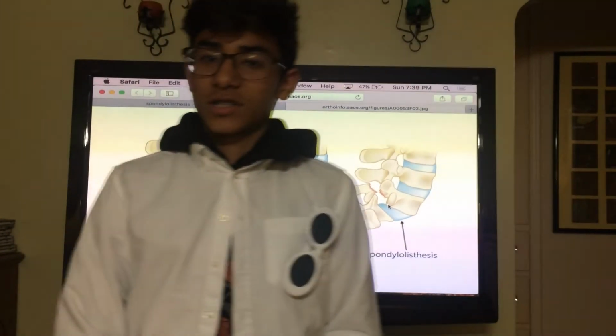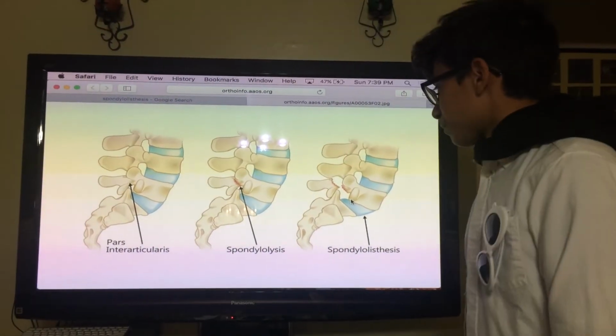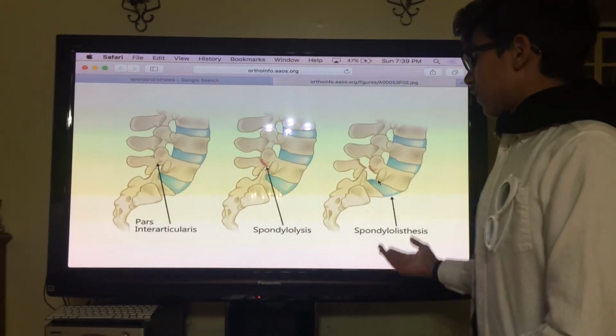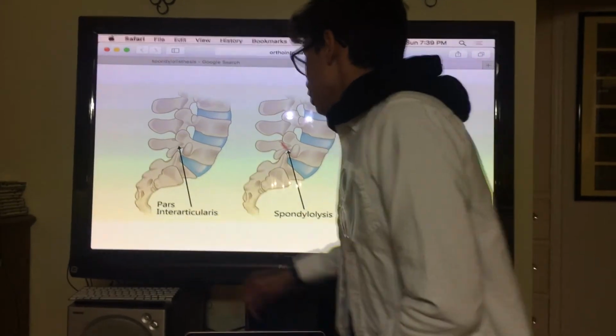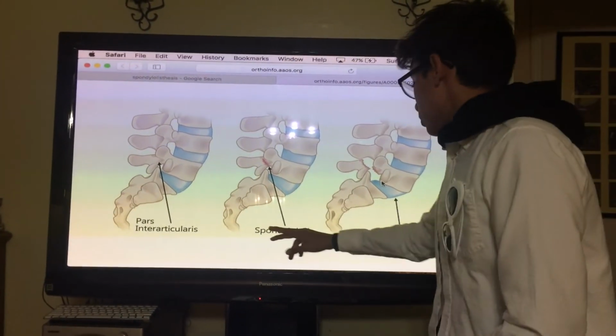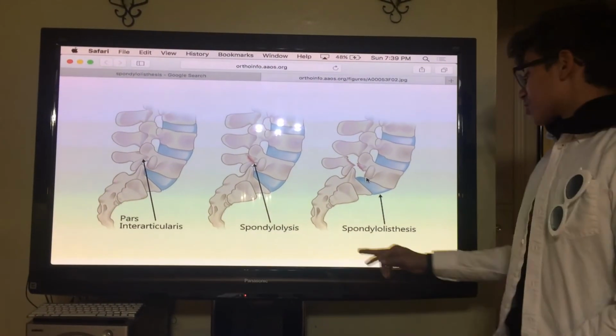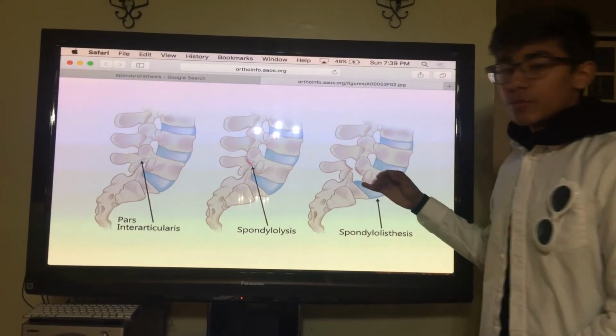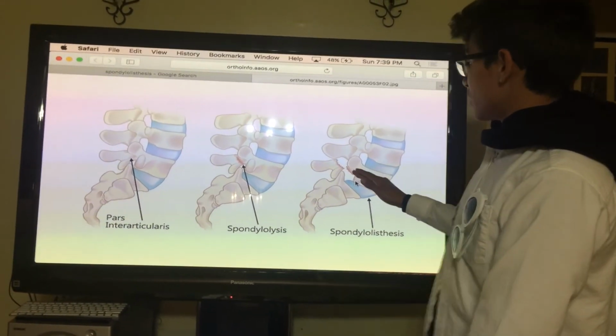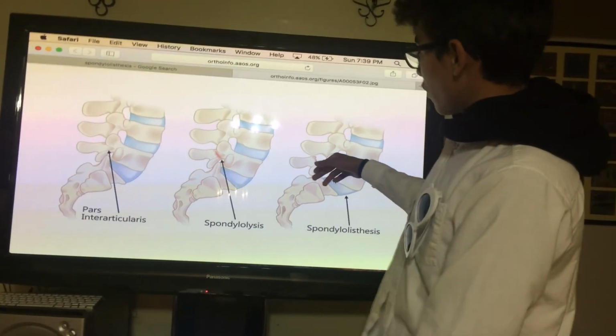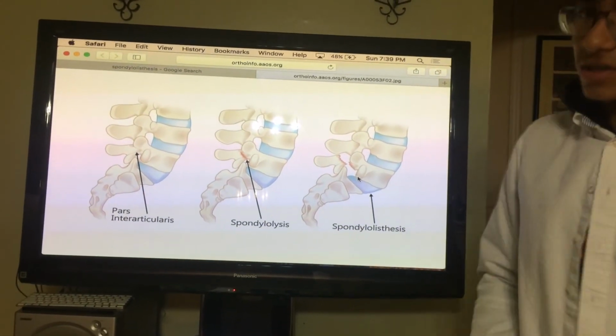and a joint damaged by an infection or arthritis. As you can see here, there are three levels of the condition. There's pars interarticularis, there's spondylolysis, and there's spondylolisthesis, which is the most severe. And here you can see the bone breakage from the joint causing the spondylolisthesis.